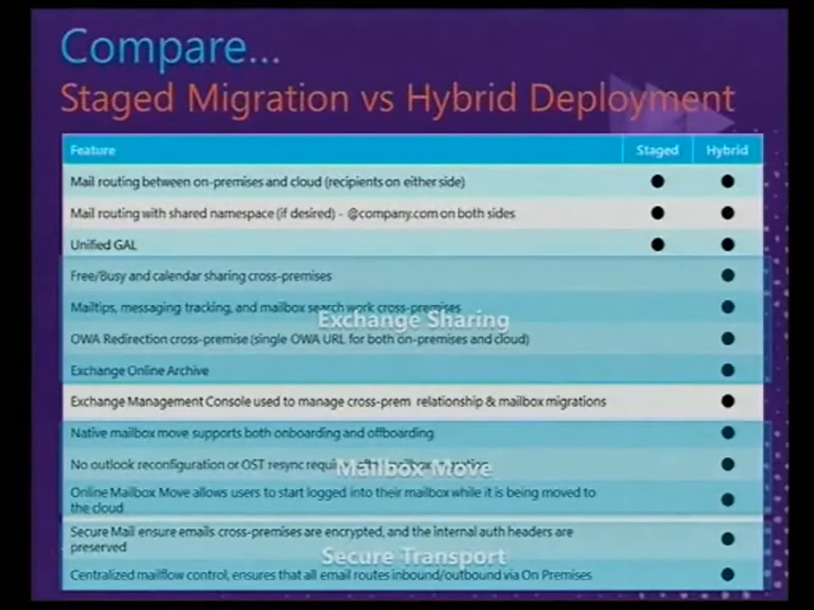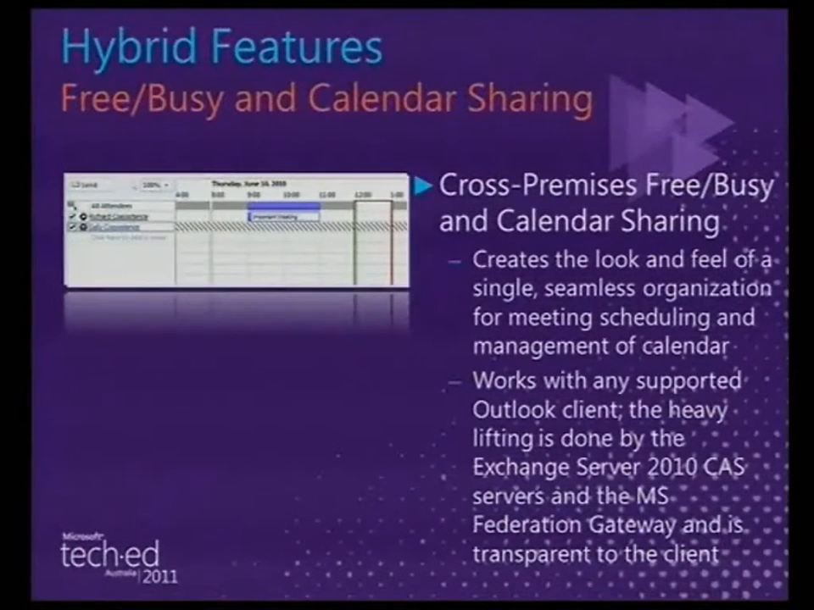And the last feature set really is secure transport. We want to make sure that messages sent on-premise to cloud and back from cloud to on-premise are treated as if they're in the same org. So you want to pass all organizational headers across. You don't want those headers to be stripped out. You want to make sure that, from a security perspective, those messages are encrypted as they would be if they were sent between two on-premise servers. So that's the secure transport stuff. And we'll dig into each one of these feature sets in a little bit more detail.